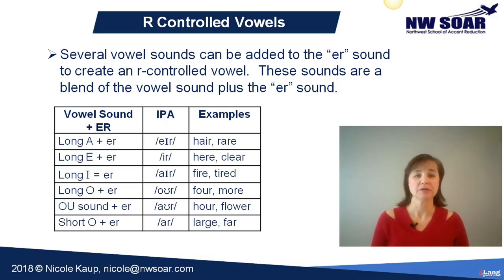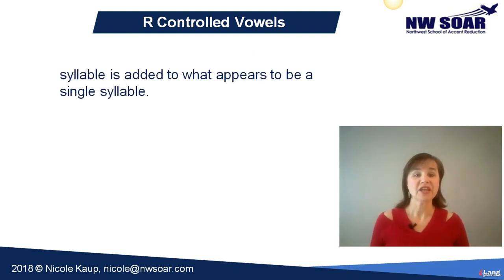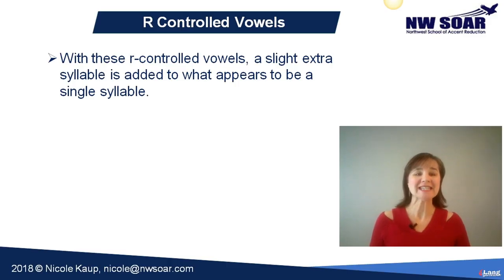Ow sound plus R, as in hour and flower. And we have a short O, also blended with R. The short O is actually spelled as an A in most words, as in large and far. With these R-controlled vowels, a slight extra syllable is added to what appears to be a single syllable. Let me show you what I mean.